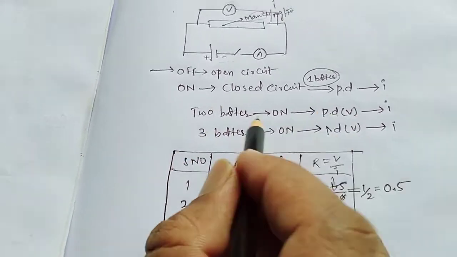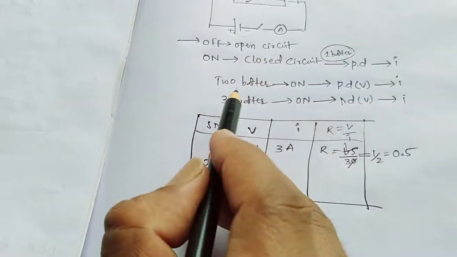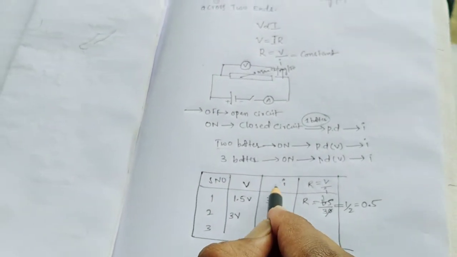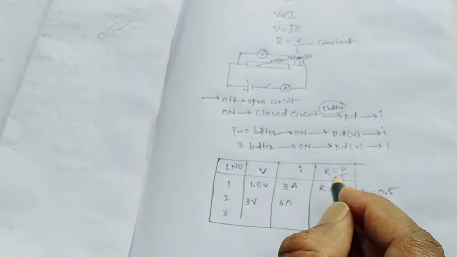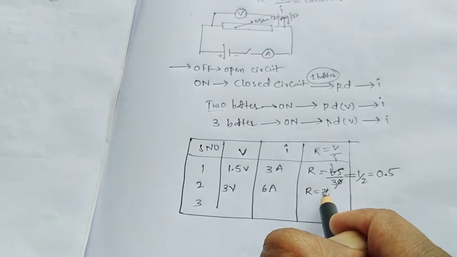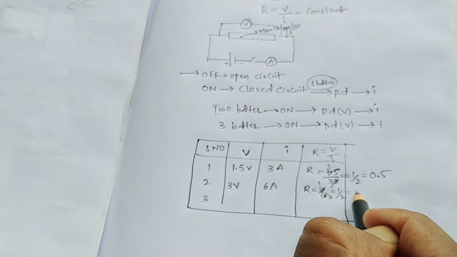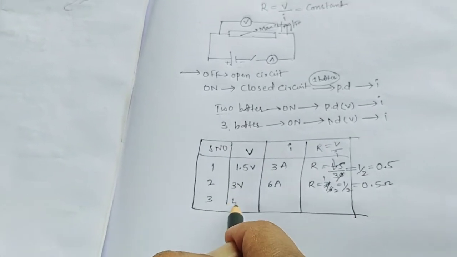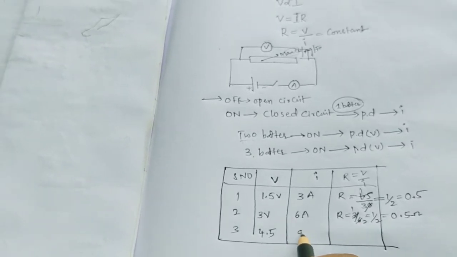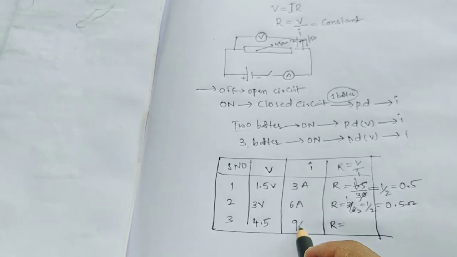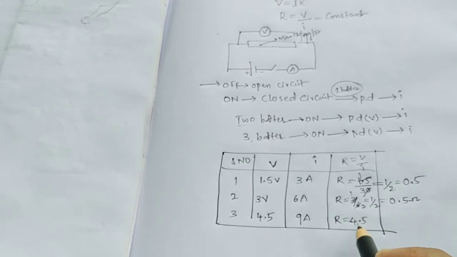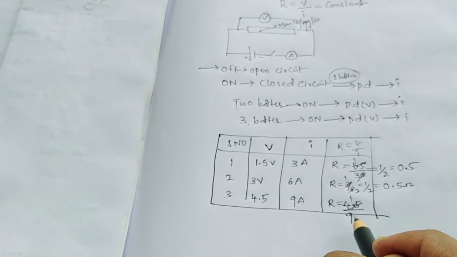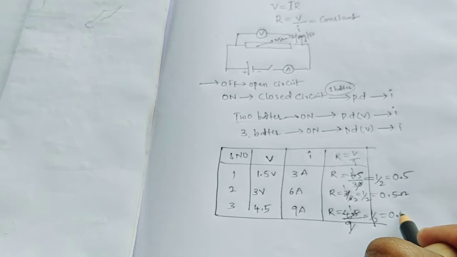Next, the battery source capacity is increasing. Here two batteries means 3 volts, and the electric current is 6 amperes. In this case, R is equal to 3 by 6, which is 1 by 2, that means 0.5 ohms. Another one is 3 batteries, which means 4.5 volts, and the current is 9. So R is equal to 4.5 divided by 9, and this 1 by 2 is nothing but 0.5 ohms.